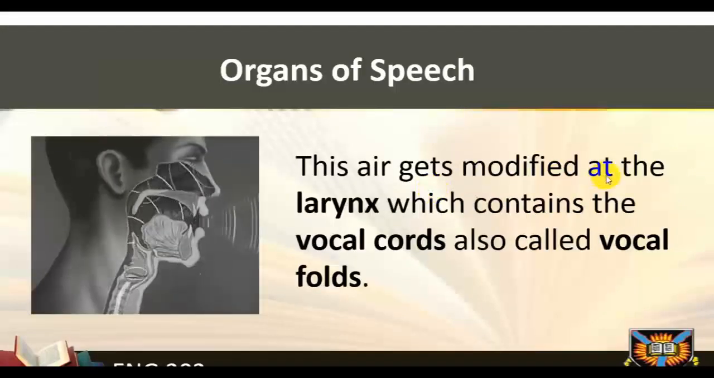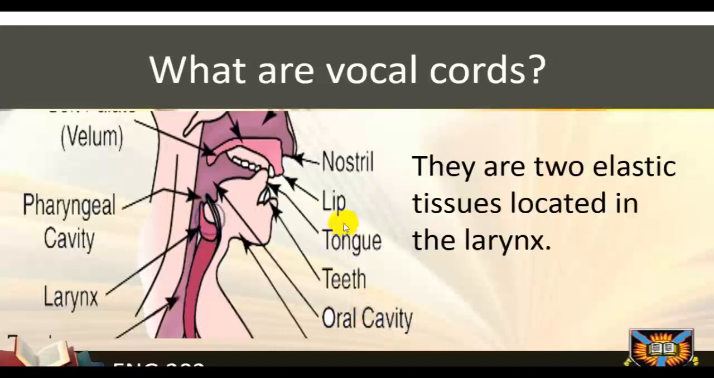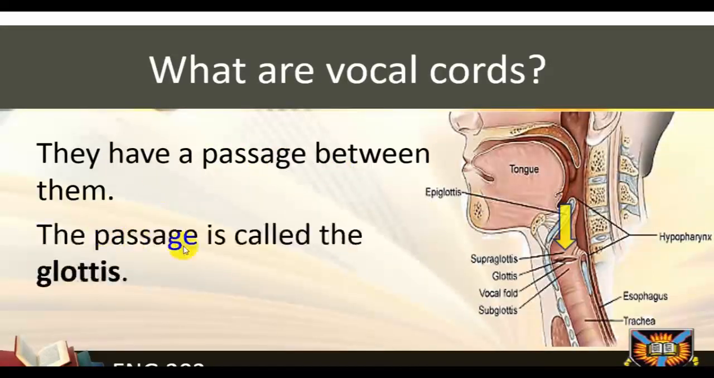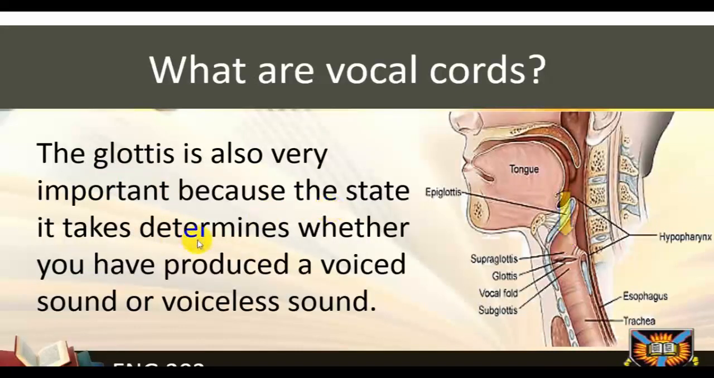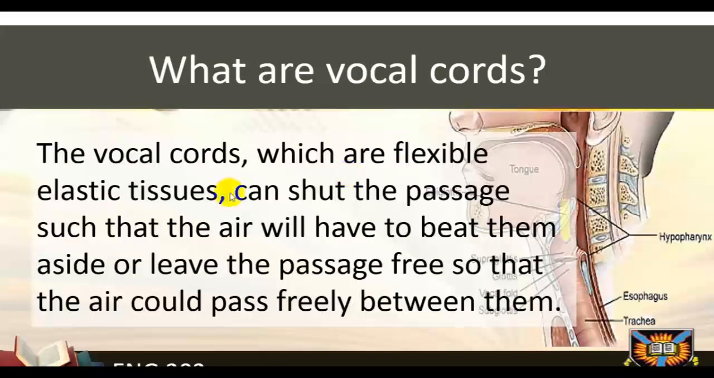This air gets modified at the larynx, which contains vocal cords, also called vocal folds. What are vocal cords? They are two elastic tissues located in the larynx. They have a passage between them. The passage is called the glottis. The glottis is also very important because the state it takes determines whether you have produced a voiced sound or voiceless sound. The vocal cords, which are flexible elastic tissues, can shut the passage so that the air will have to beat them aside, or leave the passage free so that the air could pass freely between them.